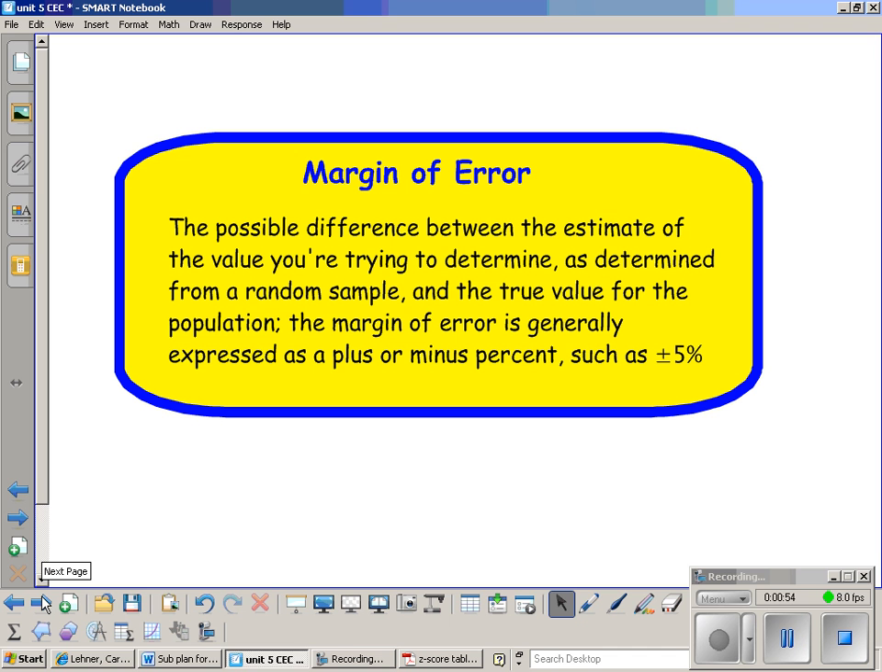Margin of error is the possible difference between the estimate of the value you're trying to determine, as determined from a random sample, and the true value for the population. The margin of error is generally expressed as a plus or minus percent, such as plus or minus 5%. And you'll hear about these in the news, especially when you're talking about elections. They'll say that these are accurate to certain degrees or certain percentage points, and they're often talking about margin of error.